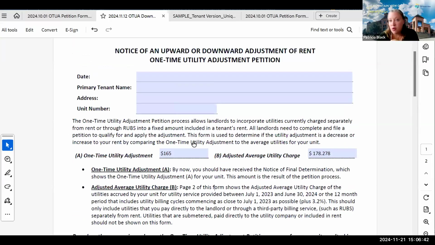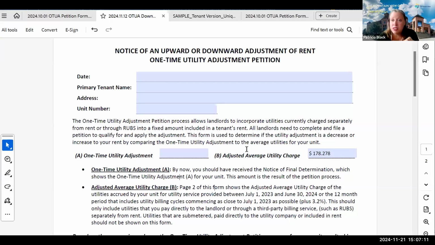You can't provide these forms to them yet because you don't know what this amount is. So this amount will only become available to you once you've received the notice of final determination from the city. But you can get started on this part. Once the notice of final determination is sent from my staff to you and to your tenants, then you will send this to your tenants.